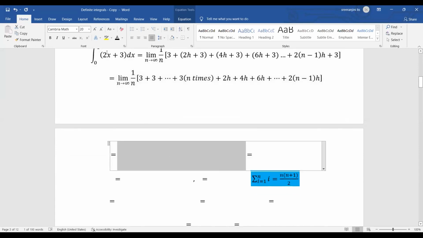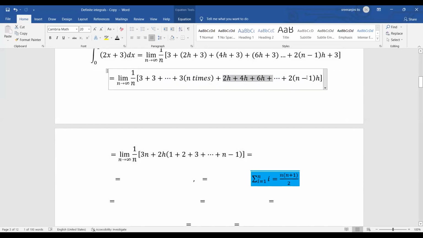Again simplifying. Limit n tends to infinity 1 by n, 3 plus 3, n times, that is 3n. Then in these terms, we can see that 2h is common. So I'm taking the 2h outside. Then what will we get? From 2h, if you are taking 2h outside, it will be 1. Then from 4h, taking 2h outside, it will be 2. From 6h, taking 2h outside, it will be 3. Then in the last term, taking 2h outside, it will be n minus 1.